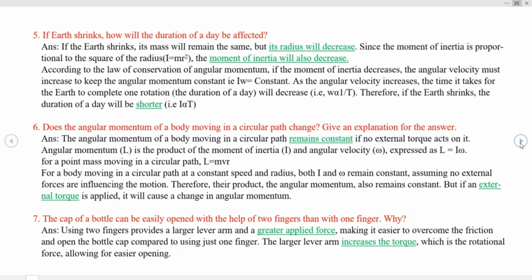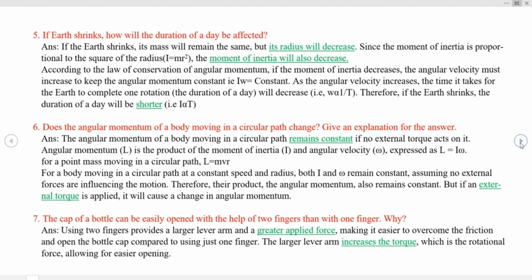Next we have, if Earth shrinks, how will the duration of the day be affected? Shrinking of Earth means the decrease of the radius of the Earth. So if the Earth shrinks, its mass will remain the same, but its radius will decrease. Since the moment of inertia is proportional to the square of the radius, that is I equals M R square, the moment of inertia will also decrease.